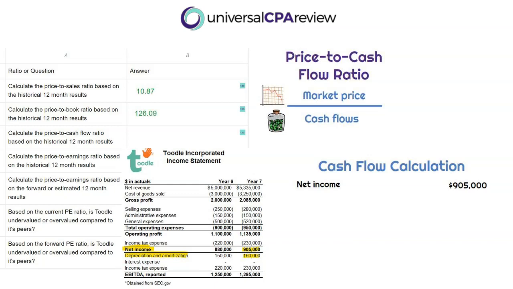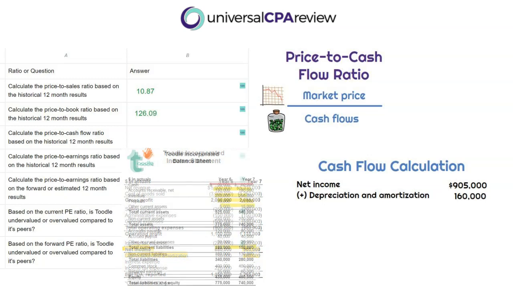Now, in general, we also have to think about what are some non-cash expenses that are burdening net income, right? Reducing our total net income. Well, the most obvious non-cash expense is depreciation and amortization, right? We're reducing net income by $160,000, but let's think about it. When we actually record depreciation or amortization, are we actually paying out any cash? The answer is no to that, right? So when going to cash flow, we are going to add back that amount. So that is why it's a positive $160,000.